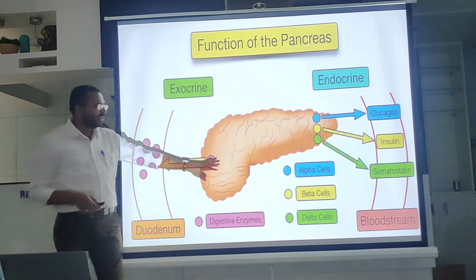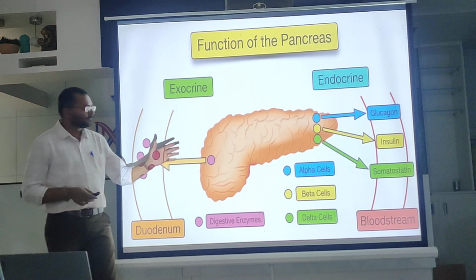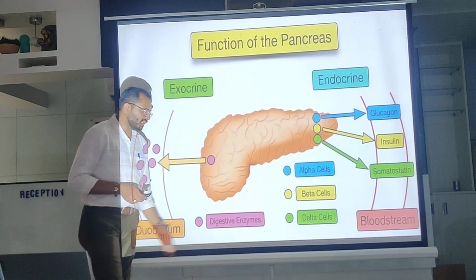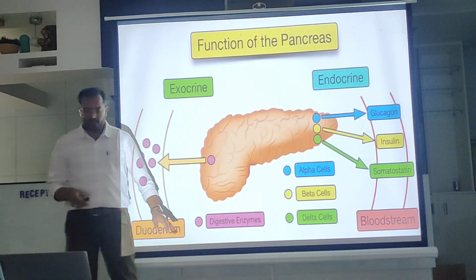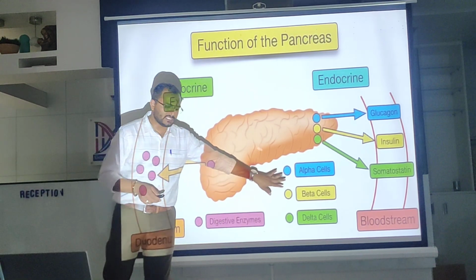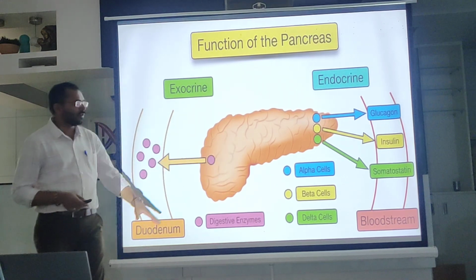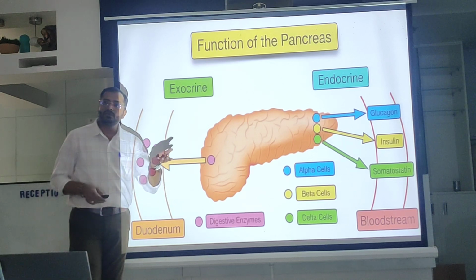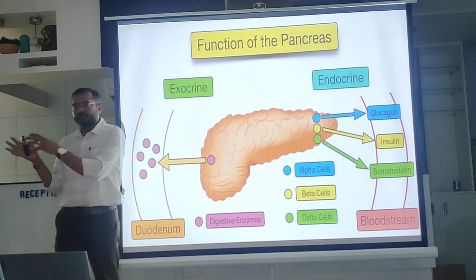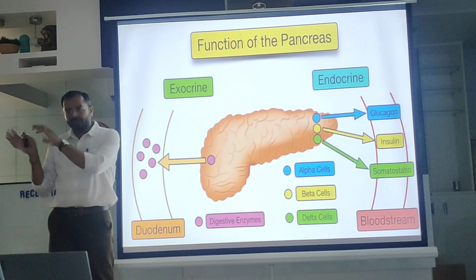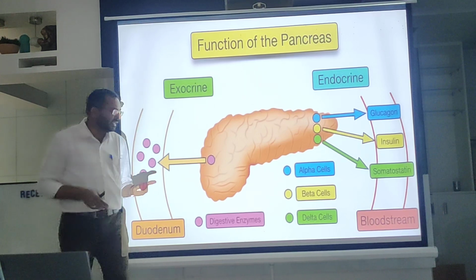And endocrine: in the endocrine part there are three types of cells in the pancreas. One is called alpha cells, one is called beta cells, and the third is called delta cells. Out of these, the share of alpha and beta cells is high, so we have to understand them. The alpha cells secrete glucagon, which helps to increase the glucose level whenever needed. So it causes breakdown of glycogen in the muscles, so that the blood sugar level increases in the body whenever it is needed.